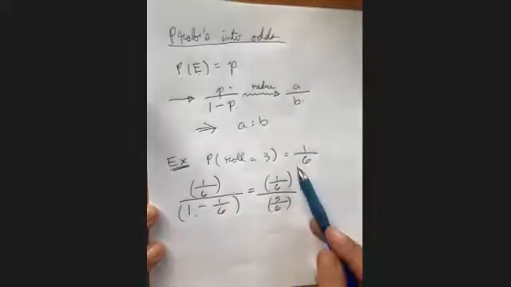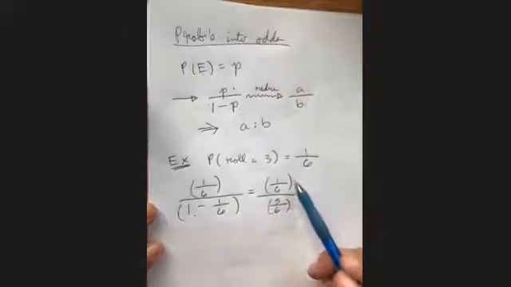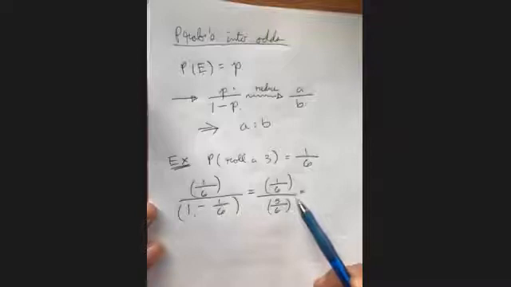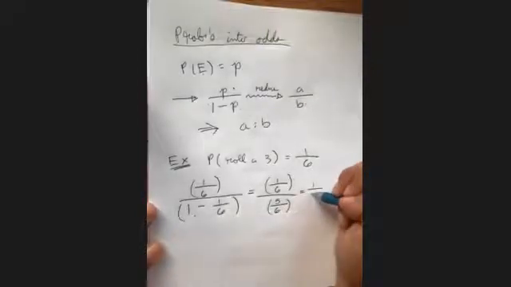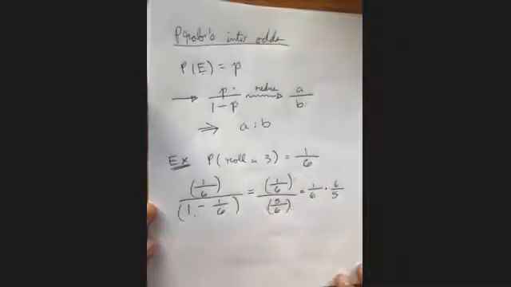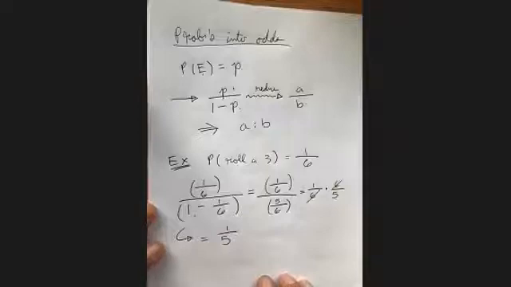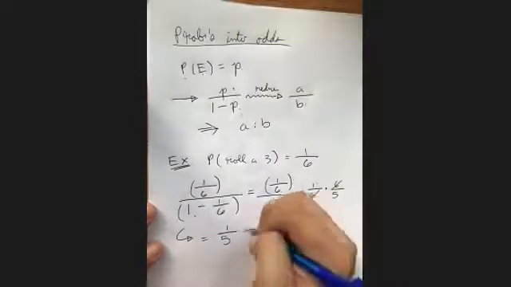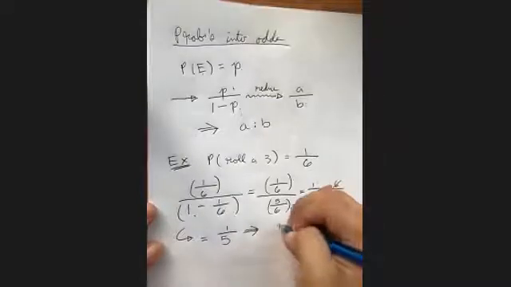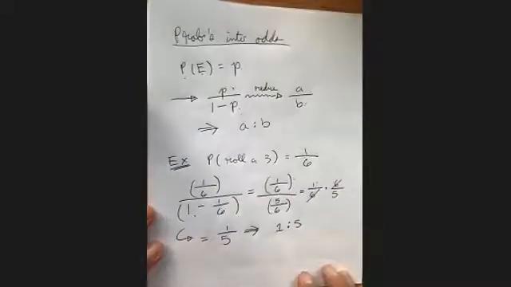Then to reduce this fraction, we do the keep, change, flip trick. We keep the numerator, change division to multiplication, and flip the denominator. So that's 1/6 times 6 over 5. If we continue in this chain, we have a 6 in the denominator and a 6 in the numerator. So these two cancel out, leaving me with 1 over 5. So once the fraction is reduced, we can use it to determine the odds. And this implies that the odds of rolling a 3 are 1 to 5.